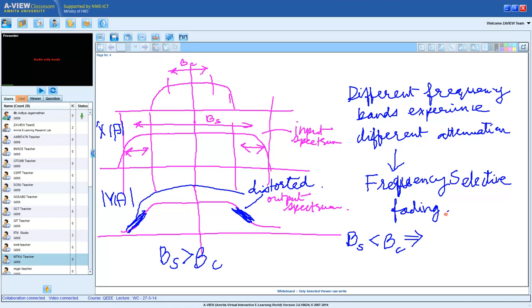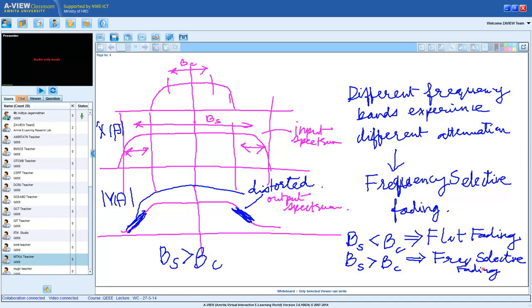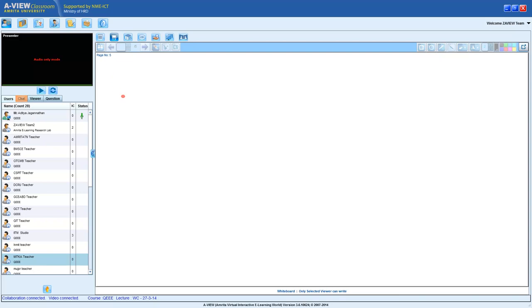BS is less than BC implies that when the signal bandwidth is less than the coherence bandwidth, it implies a flat fading channel. When BS is greater than BC, it implies frequency selective fading. So there are two kinds of fading: one is flat fading, one is frequency selective fading.